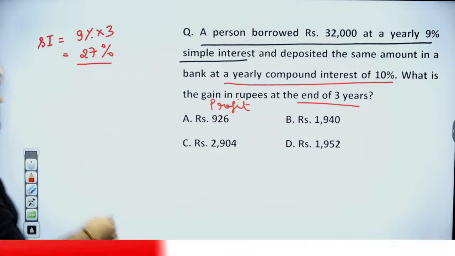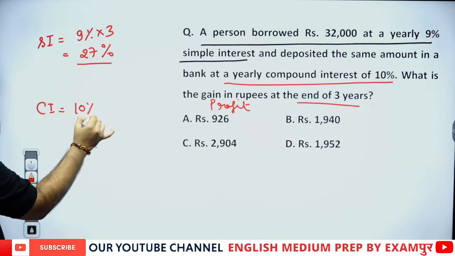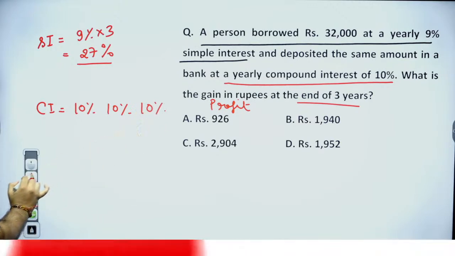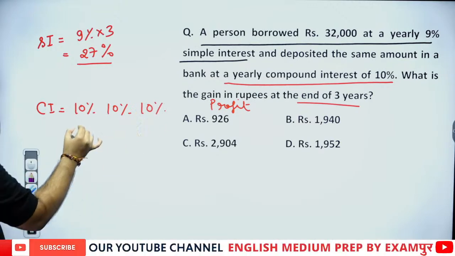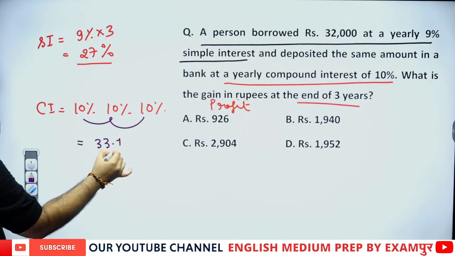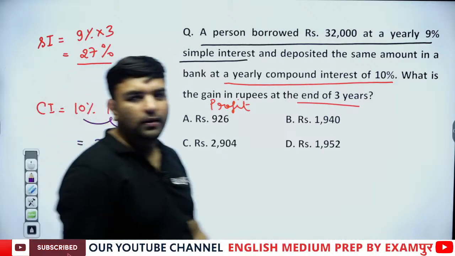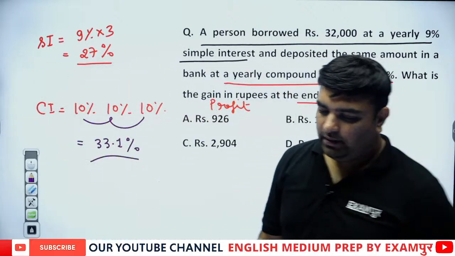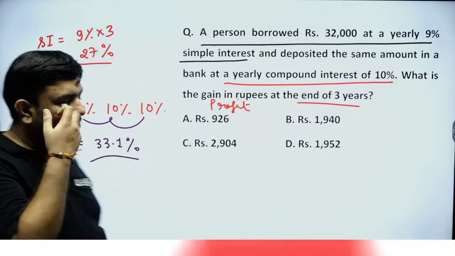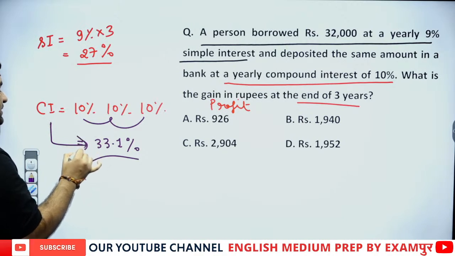Now, how much will he get? 10% rate for 3 years. Its effective rate is very famous among students, 33.1%. If it is not known to you, we can derive it as well. So he will get 33.1% interest.